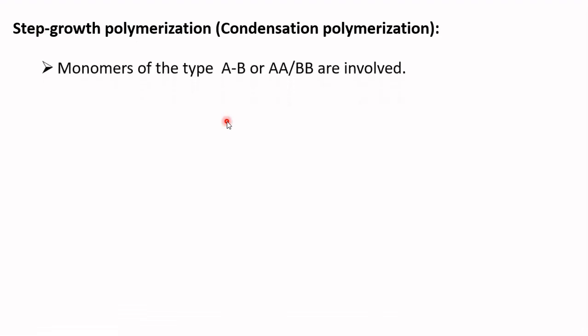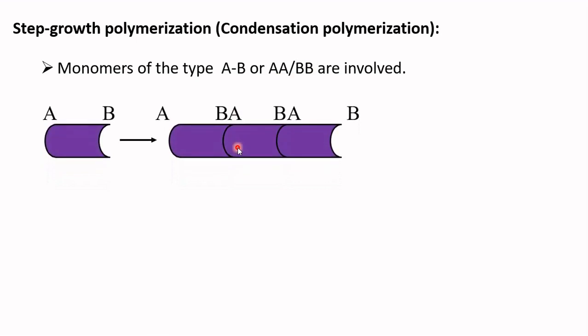So the monomers which are involved in the step growth polymerization may be of the type AB or AA and BB. Let me consider the first case. The monomer involved in the step growth polymerization is of the type AB. That is, a monomer is bifunctional. The functional groups are different, which is represented by A and B. So this monomeric unit combines with another monomeric unit to give a dimer, which in turn combines with one more monomeric unit to give a trimer. Like this, a long polymeric chain grows in a stepwise manner.